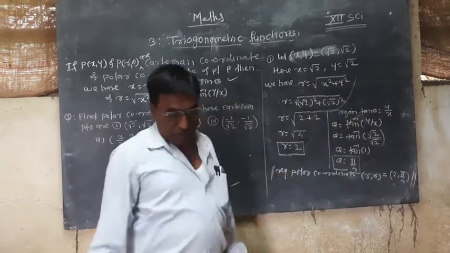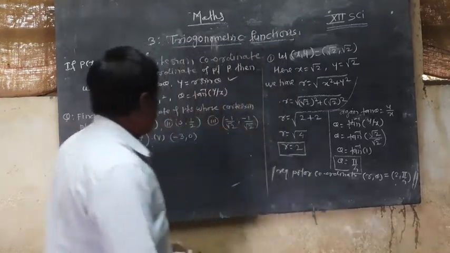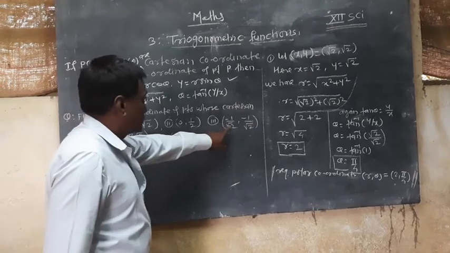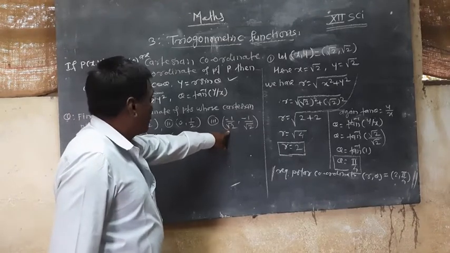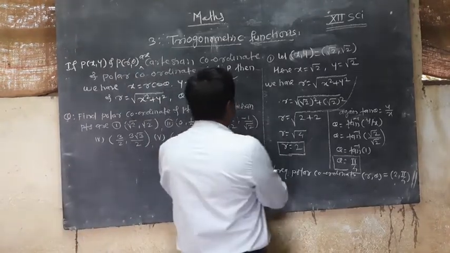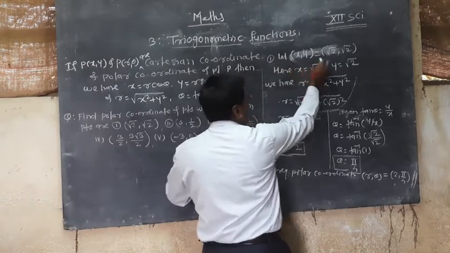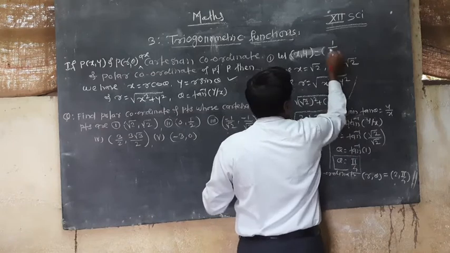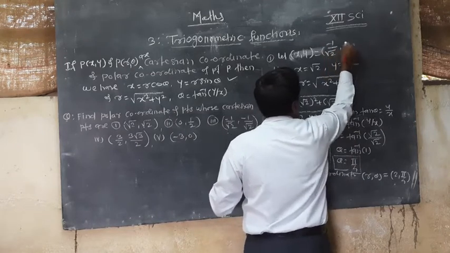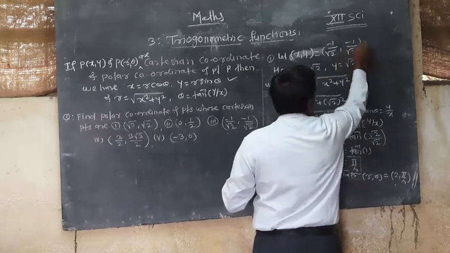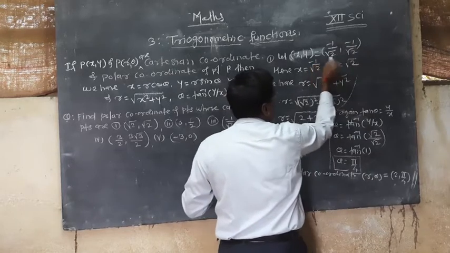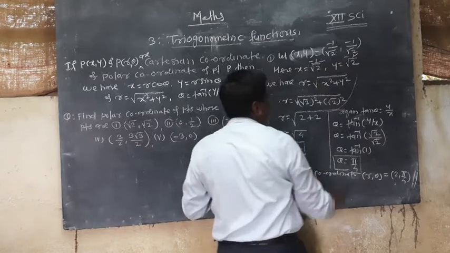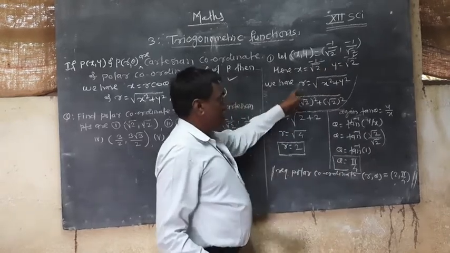Okay, understood? Now I will take one more example. I will take this one, where both are negative numbers, the third one. Here let us consider that x comma y is equal to minus 1 upon root 2 comma minus 1 upon root 2. Here also minus 1 upon root 2, and here also minus 1 upon root 2. Again we use this relation.